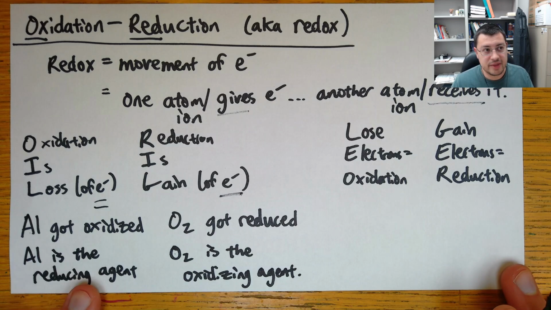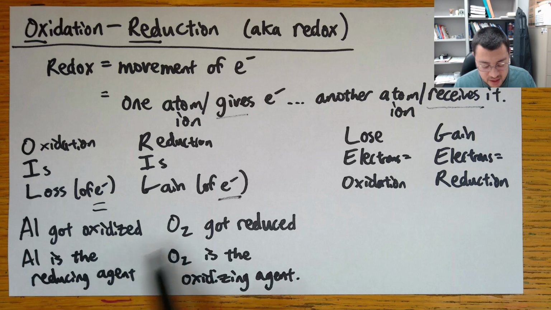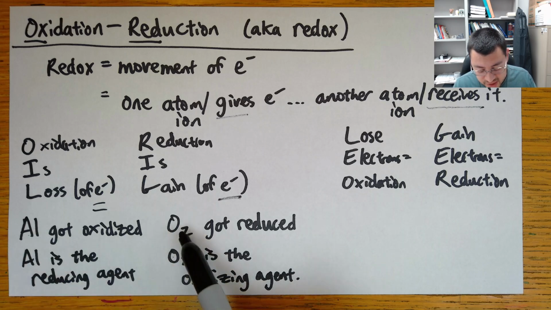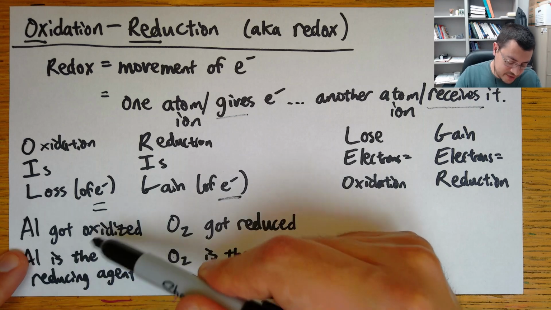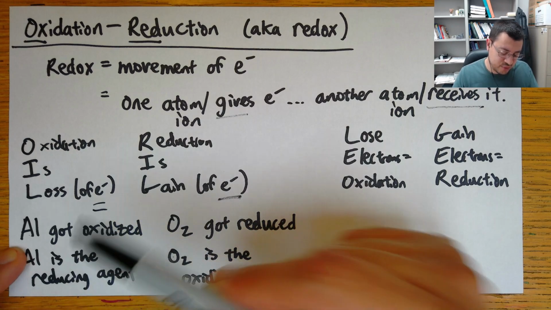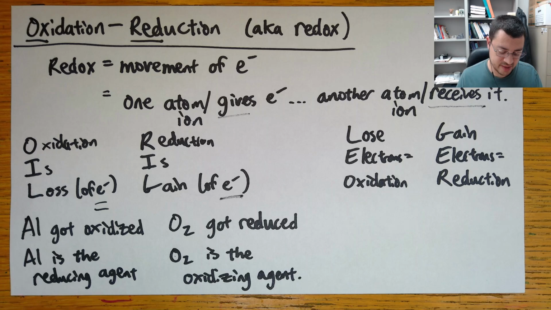All right, so let that sink in. Aluminum got oxidized, and therefore it's the reducing agent. Did I say oxygen? I'm going to say aluminum. Oxygen got reduced, and therefore oxygen is the oxidizing agent. It might drive you nuts that these terminologies get switched around and they seem backwards. Let me try to explain that.